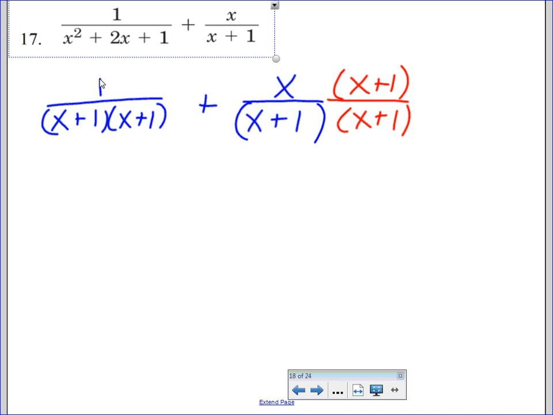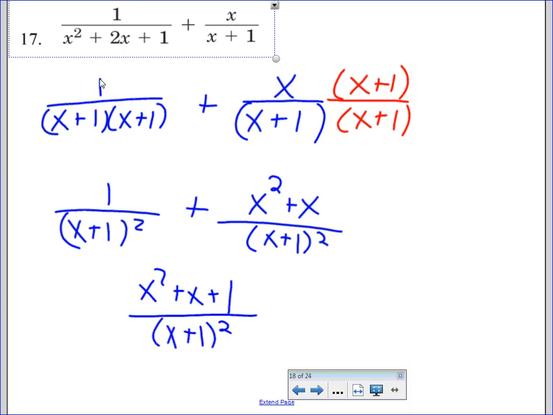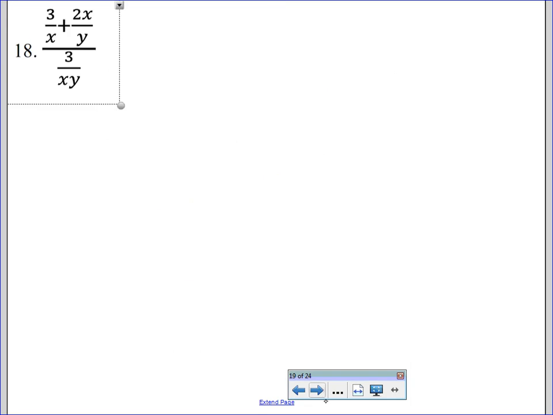And I'll end up with 1 over (x plus 1) squared plus (x squared plus x) over (x plus 1) squared, or x squared plus x plus 1 over (x plus 1) squared. And I can't factor the top of that fraction. The numerator of that fraction is prime. So that is the final answer.